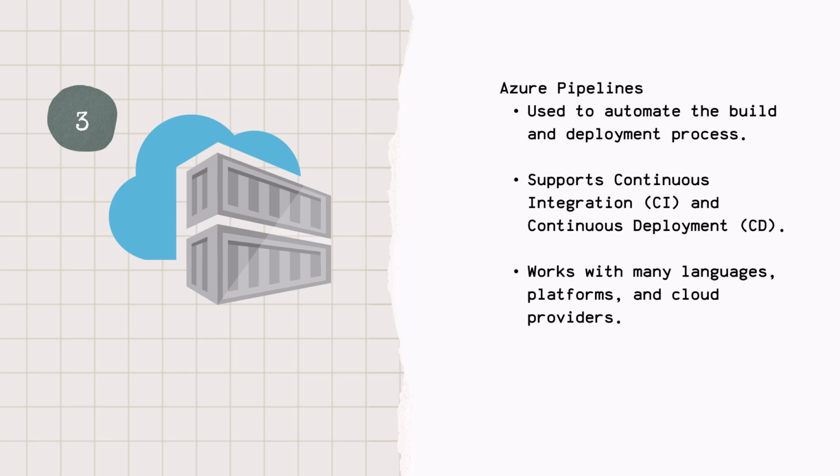That is Azure Repos. And we have something called Pipelines. Pipelines are used to automate the build and deployment process. It supports continuous integration and continuous deployment. It works with many languages, platforms, and cloud providers.